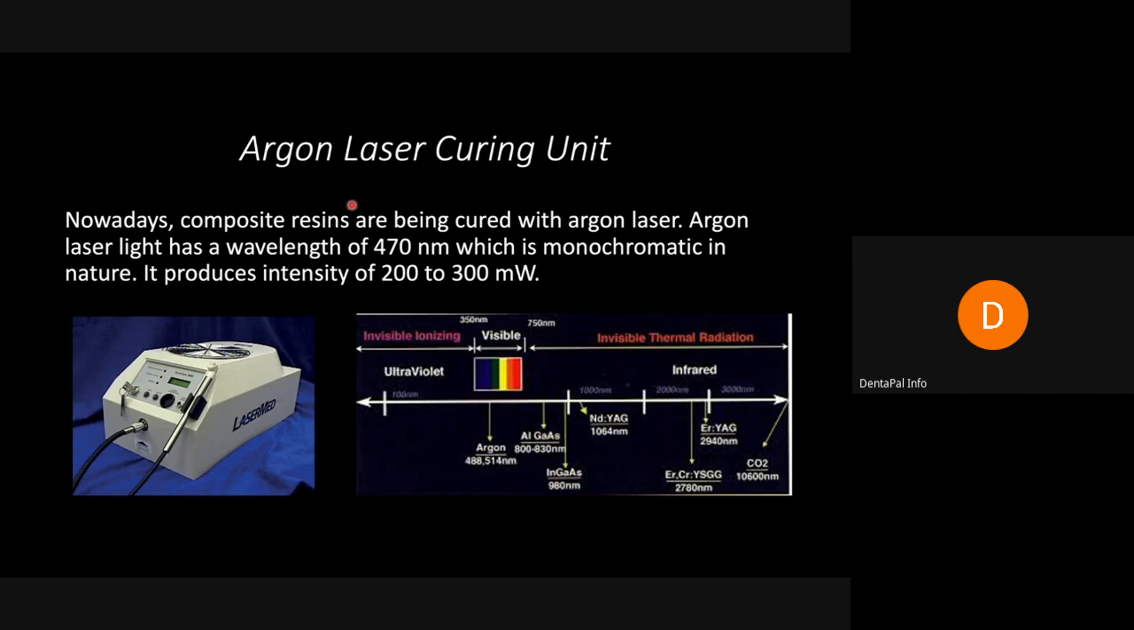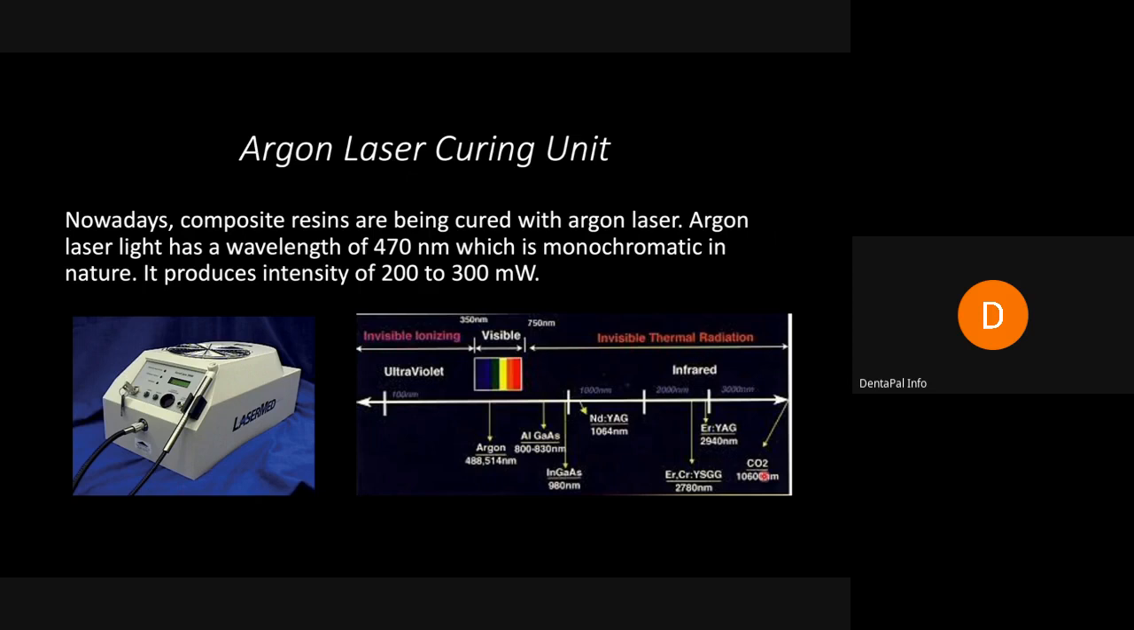The last machine that is used also for light curing is argon laser. Do you know what is the difference between laser and visible light? No. Okay. Lasers also have a wide range of wavelengths. And according to the intensity and the wavelength, we have different types of lasers.